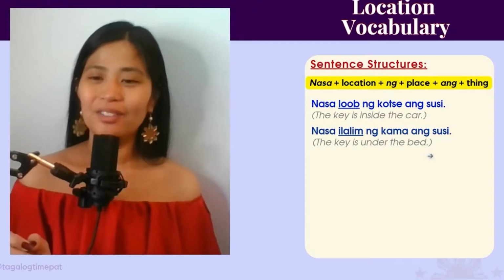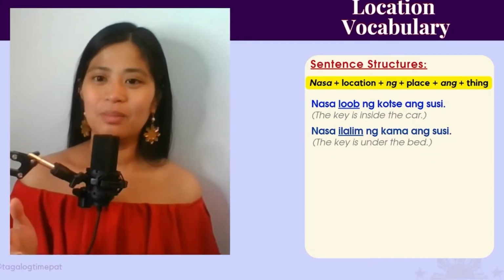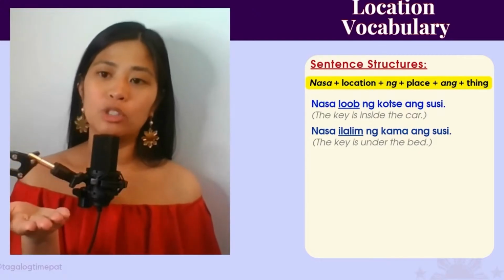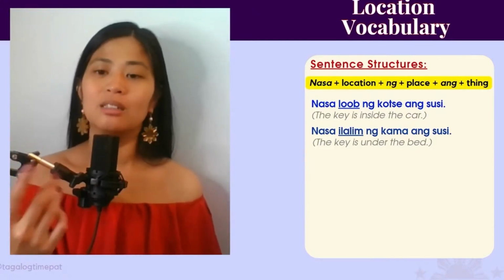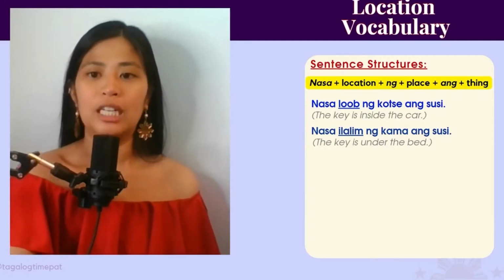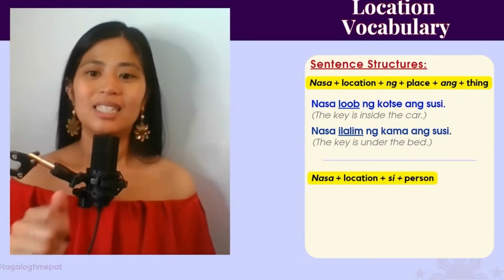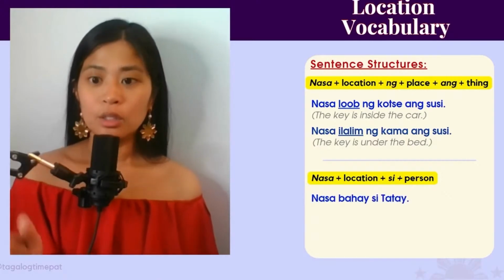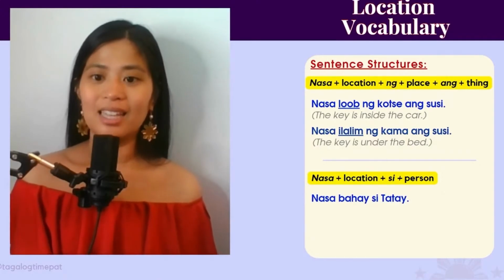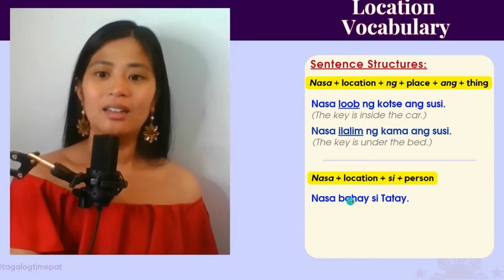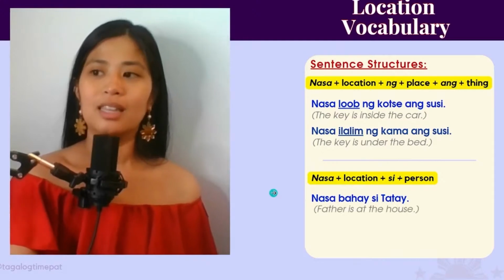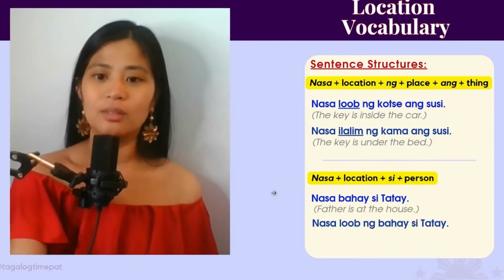So a lot of it doesn't make sense. It's not the same grammar structure as in English. So just follow this pattern that I'm showing you now. And with more practice, it'll kind of come more naturally. Next, nasa location plus si plus the person. So nasa bahay si tatay. Nasa, and then the location is bahay, si, and then the person, si tatay. Father is at the house.